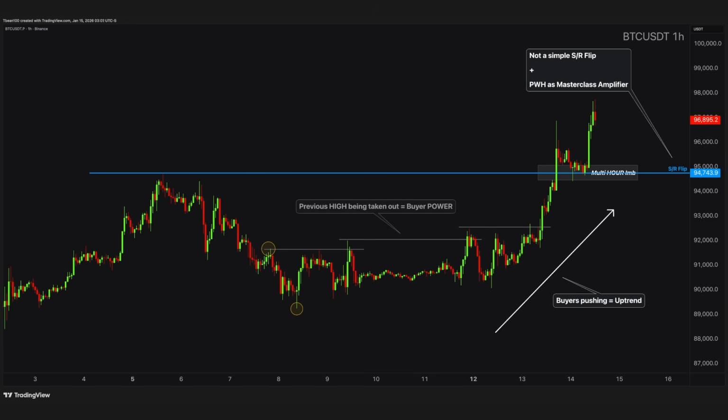Notice how the structure changed days ago. Price kept making higher highs. When you see price taking out previous highs one after another, it shows strong buying power. This acts as a form of confirmation for an uptrend. Now let's check out this area on the lower time frames and talk further.